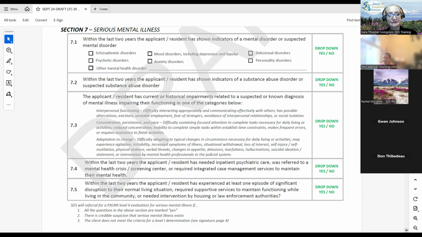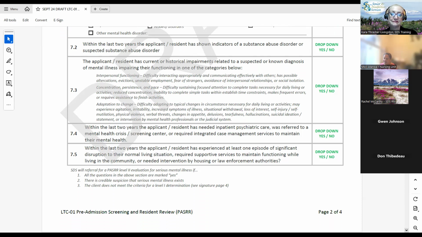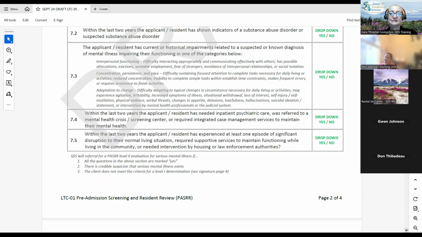So additional guidance provided below each section is where we're looking for the feedback. Does that help, or is additional clarity needed? We're interested in the feedback. Sorry, I think I see a question.